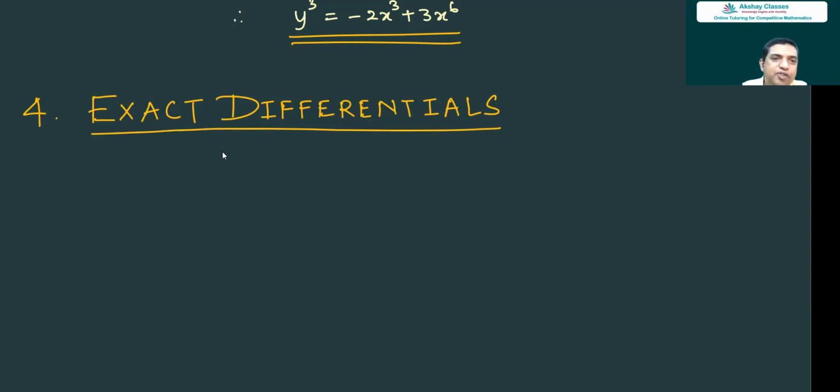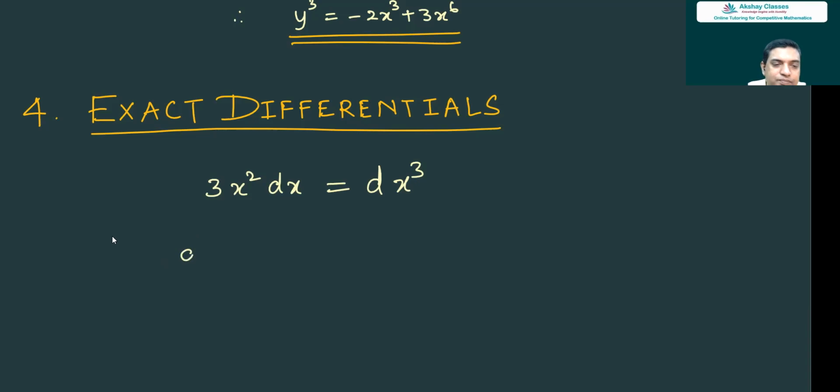Exact differential, a simple definition I'll give you. Suppose we have 3x square dx. We can write this as d of x cube, right? So this term we can say is the exact differential of x cube. So in a differential equation, the whole differential equation can be an exact differential.